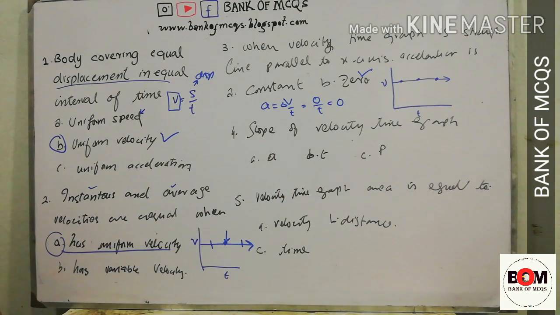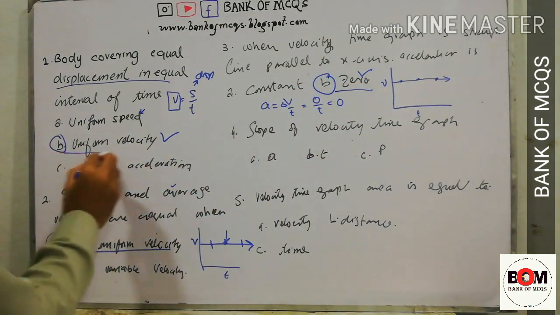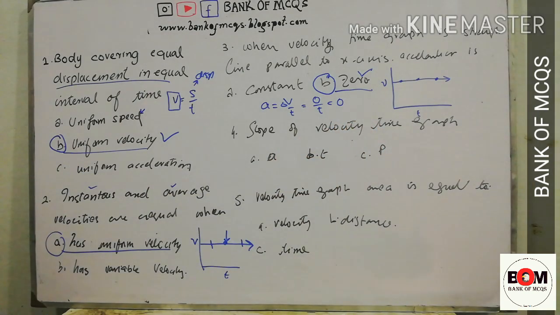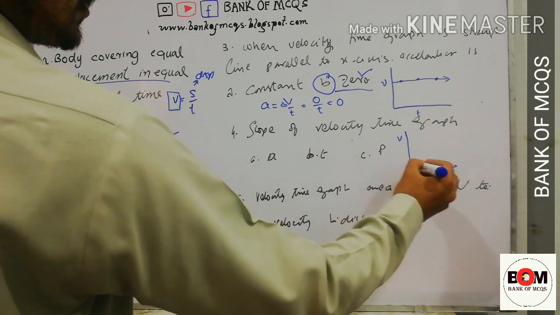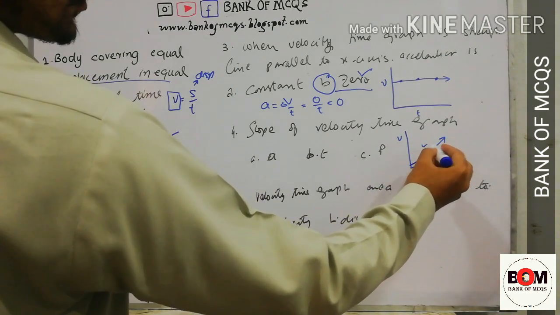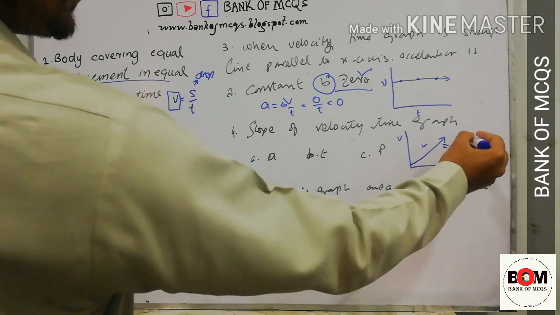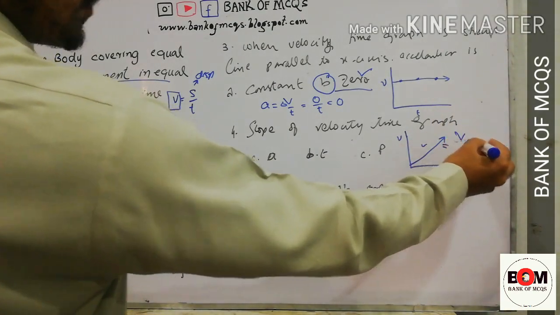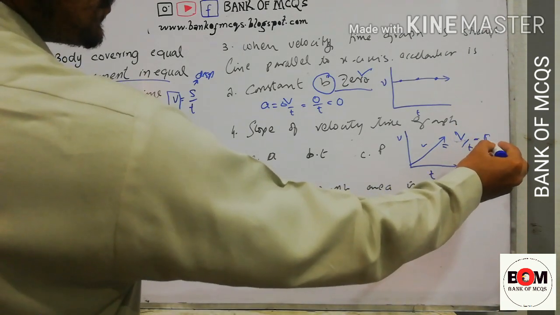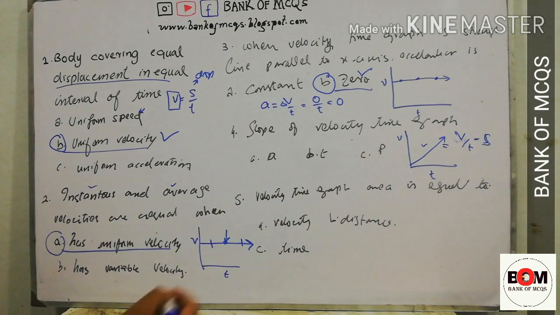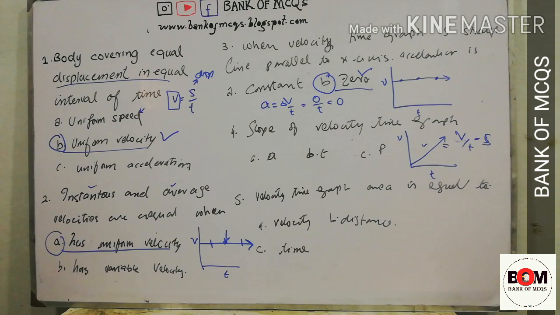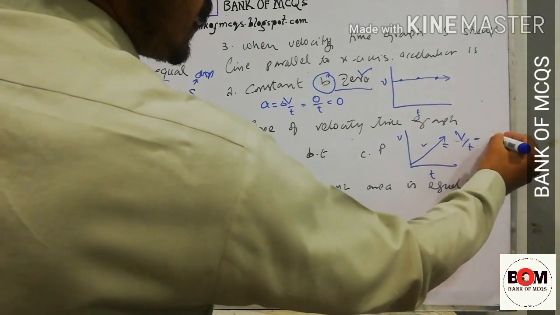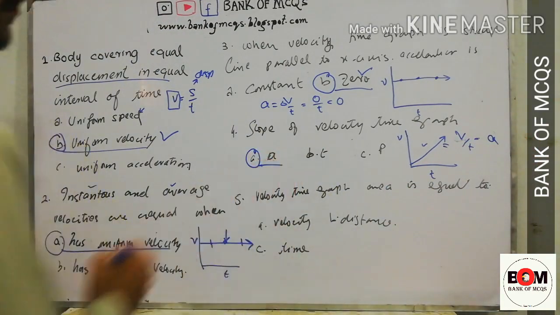Now MCQ number 4: the slope of the velocity time graph gives us what? If this is velocity and this is T, then slope is equal to the quantity on the y axis divided by the quantity on the x axis. On the y axis this is velocity, so the slope of the velocity time graph is V by T, and we know that A is equal to V by T, and A is acceleration. So option A is correct.